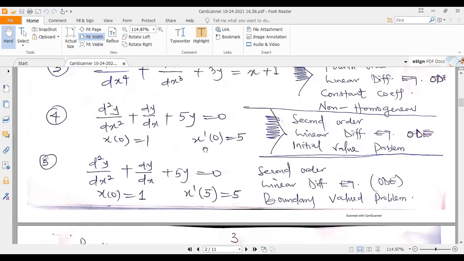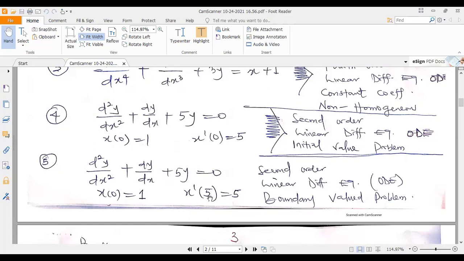Y of 0 is 1, then y prime of 5 is 5. Y is the dependent variable, right? And x is the independent variable. So please take note of this. So we call this one second order linear, but we're going to call this one a boundary value problem. Why? Because the two conditions are specified at 2 points, that is at 0 and at 5.